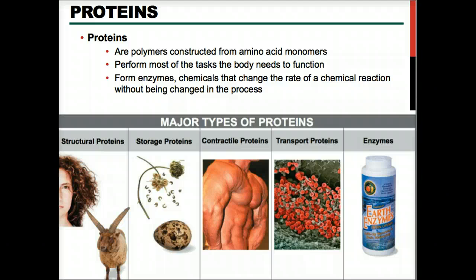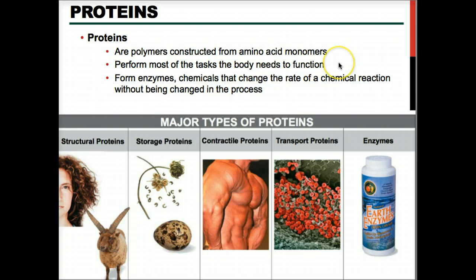So far we've covered carbohydrates and the different types. We've covered lipids in the 3 different types. Now we're going to move on to our 3rd macromolecule, which are proteins. Proteins are polymers constructed of individual monomers of amino acids, right? So remember in your sugar, what was the monomer? It was a saccharide. In proteins, the monomer is an amino acid.